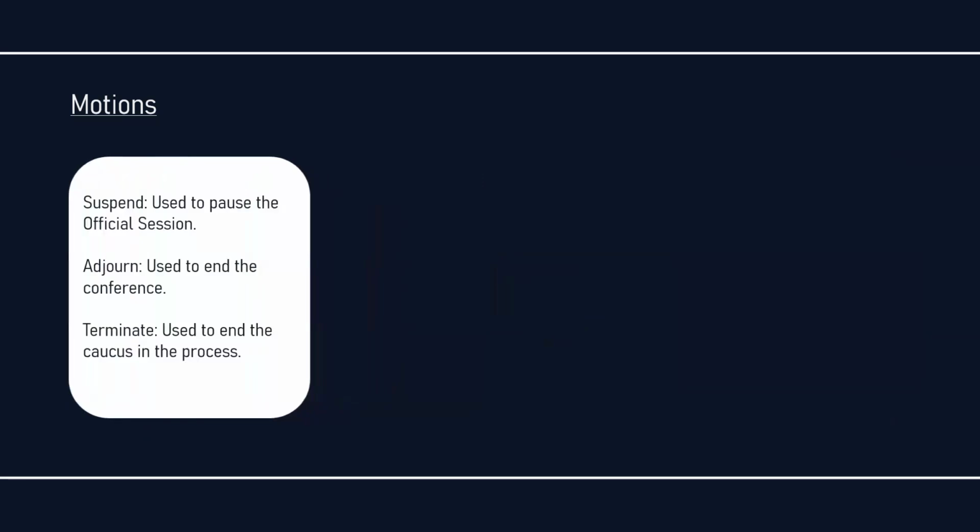Motion to suspend the meeting is used to pause the official session and have a coffee break. Motion to adjourn the meeting is used to end the conference at the very last day and the very last session of the conference. Motion to terminate the current caucus is used to end the caucus or motion in process.